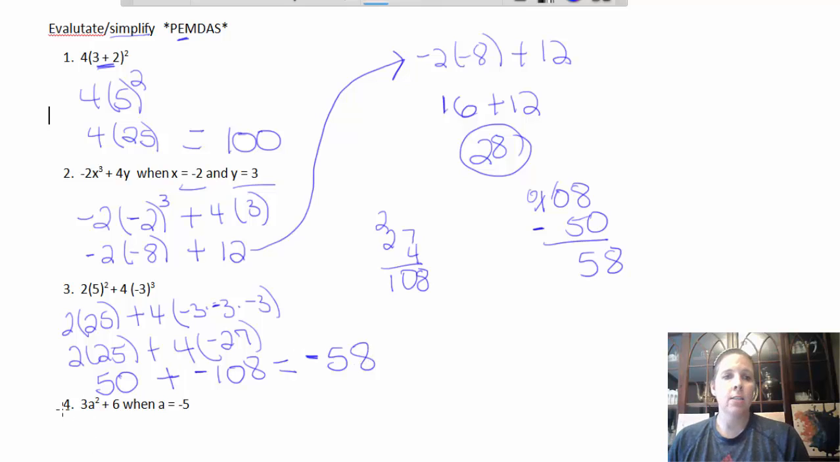Alrighty. So number 4, 3a squared plus 6 when a equals negative 5. Again, use your parentheses. So 3, negative 5.